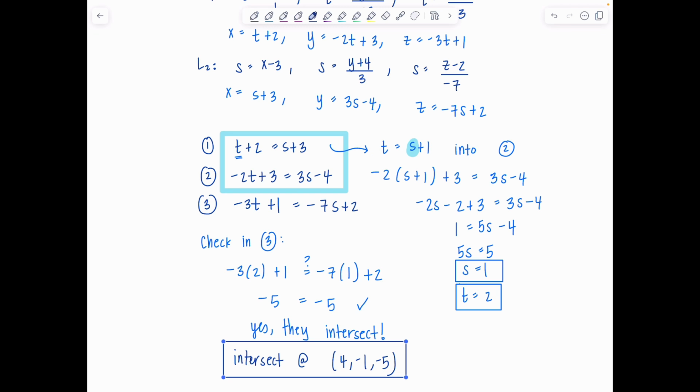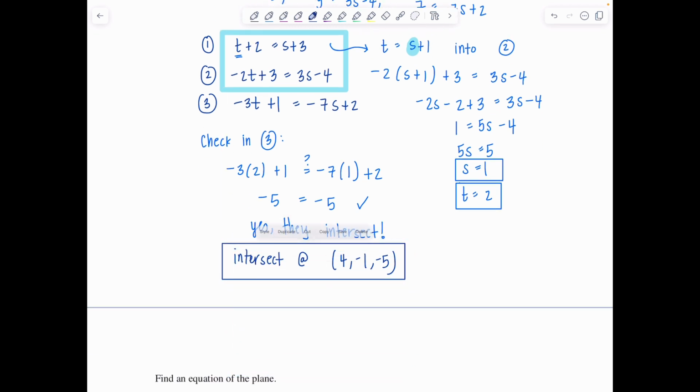And voila. Oh, very good. Very good. Hopefully that was satisfying. Okay, next one.